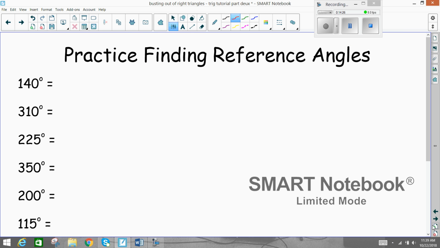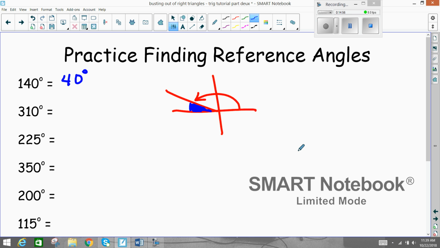So let's do some practice finding reference angles. I always draw them first. So a 140-degree angle. That's going to fall in the second quadrant. Okay? So that's 140 degrees. This is the angle we're talking about because we want to draw it between the x-axis and the terminal side. And so this is 40 degrees away from the x-axis. So 40 degrees is our answer.